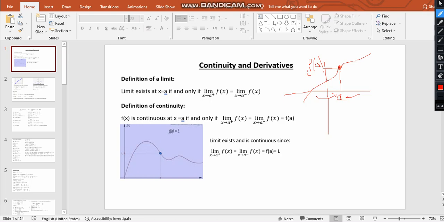So always when you have continuity, as long as you are graphing, you cannot have any void or any jump. So always the limit exists when it is direct. We don't have any void. So the limit exists if the limit to the left equals the limit to the right equals f of a.